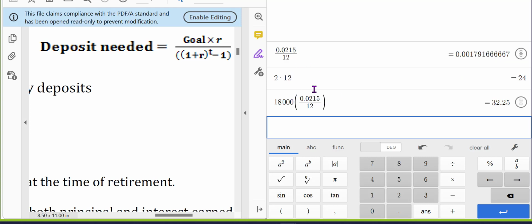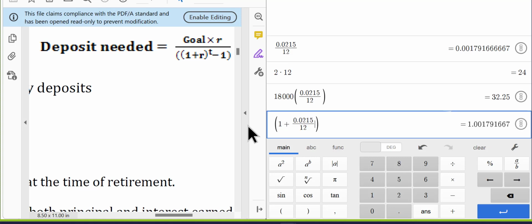So 1 plus R to the power of T. I'm going to go parenthesis 1 plus, and I'm going to go 0.0215 over 12, and then to the power of T, which is 24, right? Our T is 24. And then we subtract 1. Okay, so that's the bottom of the fraction. That's the top, that's the bottom.